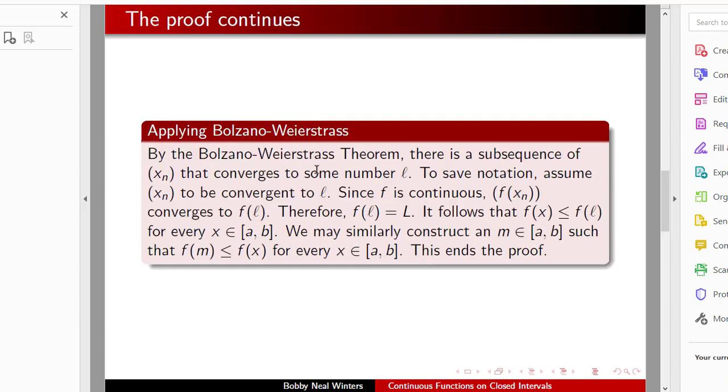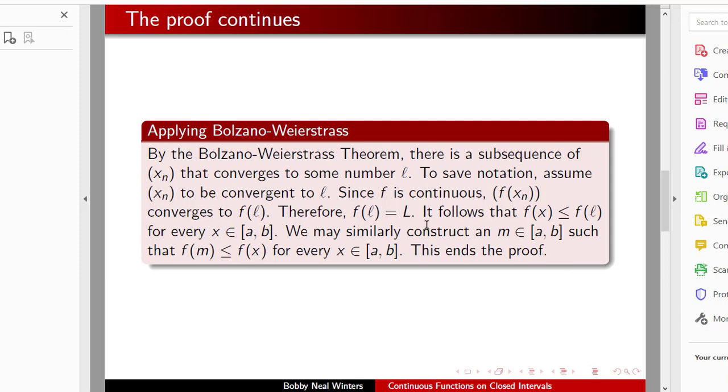Okay. Now by applying the Bolzano-Weierstrass theorem, there's a subsequence of our original sequence x_n that converges to some number little l. To save notation, assume that x_n converges to l. Since f is continuous, f of x_n then converges to f of l. But we already knew that f of x_n converged to L, so f of l must be equal to capital L. And so it now follows that f of x is less than or equal to f of little l for every x an element of [a, b]. And we can do something similar now for the lower bound.